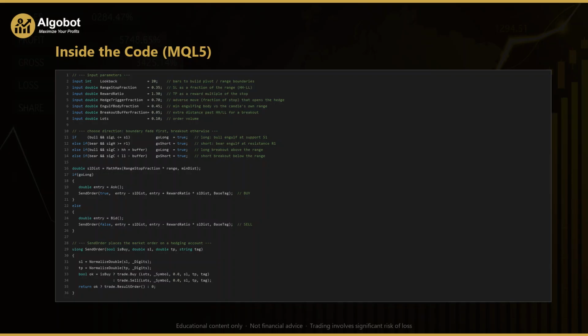The stop distance is the range fraction with a minimum distance floor for safety. For a long, the entry is the ask price, the stop sits below it, and the take profit is the reward ratio times the stop above it. The send order call passes those into trade.buy. For a short, it mirrors everything. The entry is the bid, the stop sits above, the target sits below, and the same helper calls trade.sell. Notice both sides share one clean function, so the long and short logic stay perfectly symmetrical.